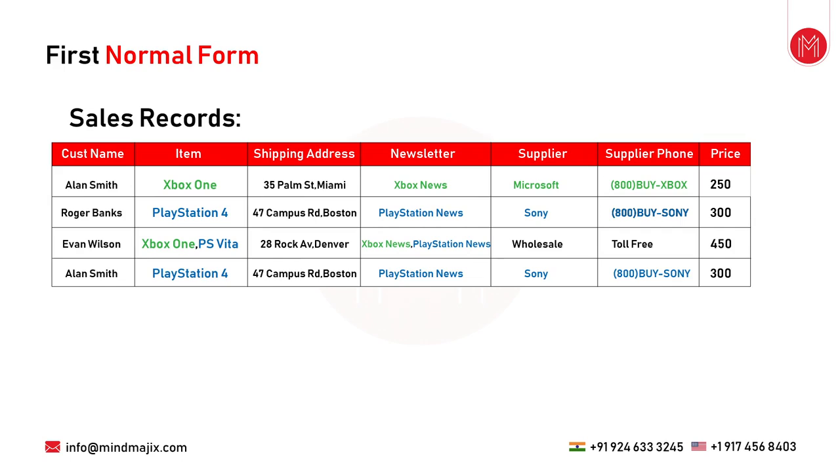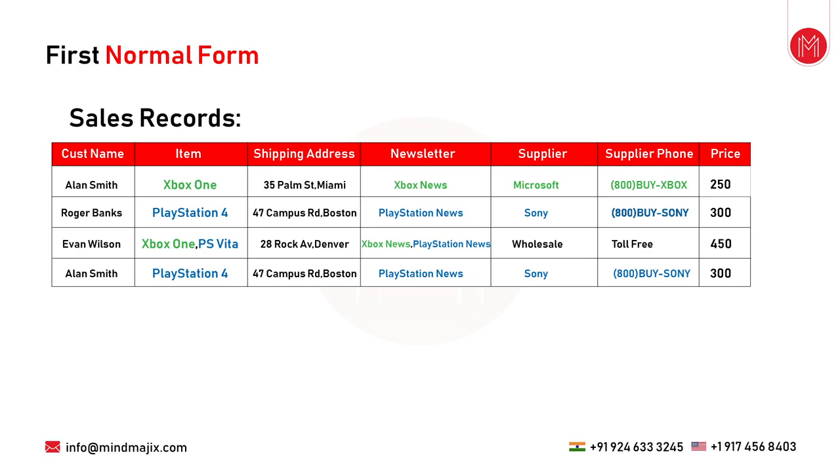The first normal form rules are: each cell should be of a single value, entries in a column are of the same type, and rows are uniquely identified. If you see the example above, it is not fulfilling the first normal form. This is a sales table where we are dealing with a gaming product. The manufacturer of the product is Microsoft, and the product types are called Xbox and PlayStation, which are purchased by some customers like Alan, Roger, Ivan, and Alan Smith.